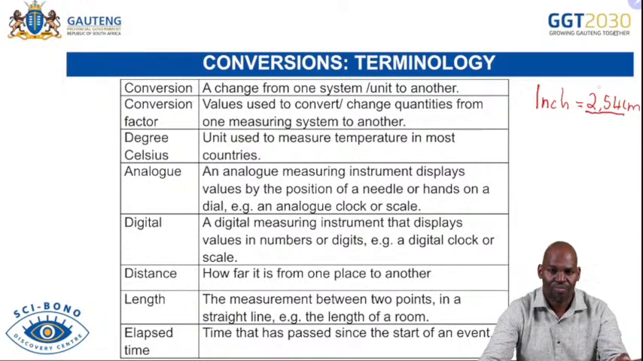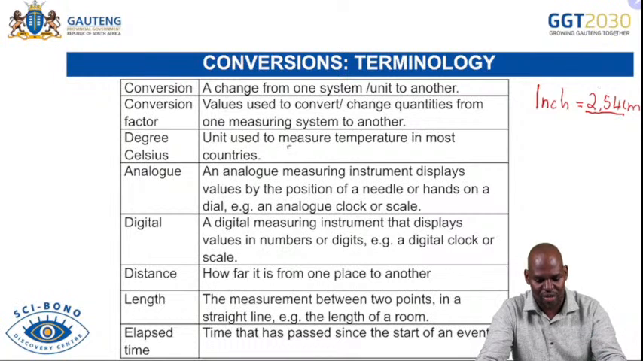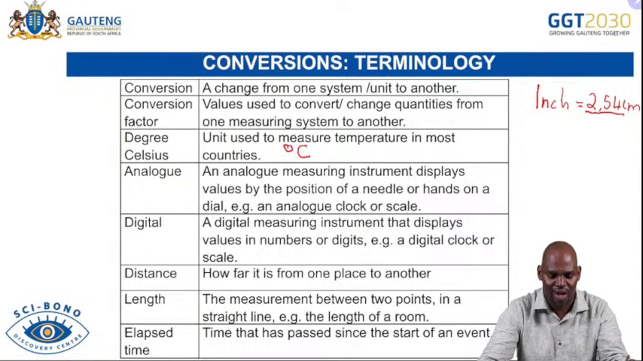Right, and then the next one, degrees Celsius. Degrees Celsius is a unit used to measure temperature in most countries. Like we know in South Africa, we're using degrees Celsius. So we know that the unit is denoted like this. That is a degree Celsius.